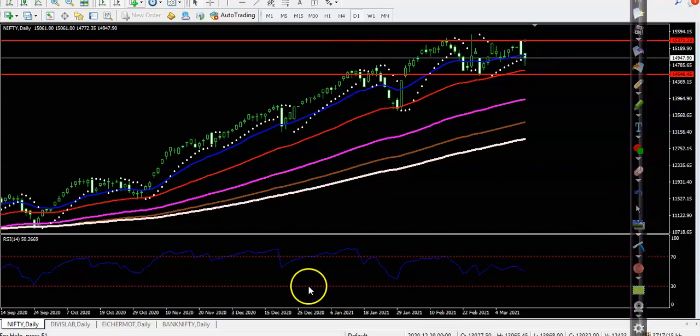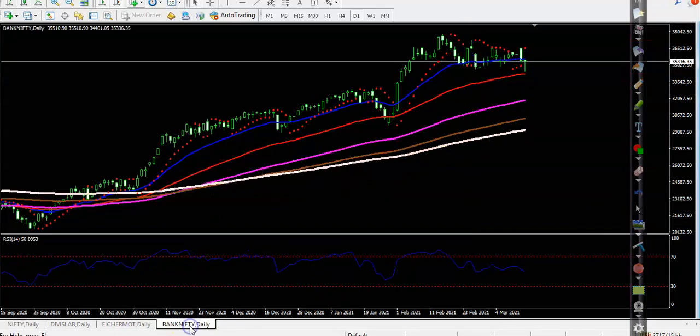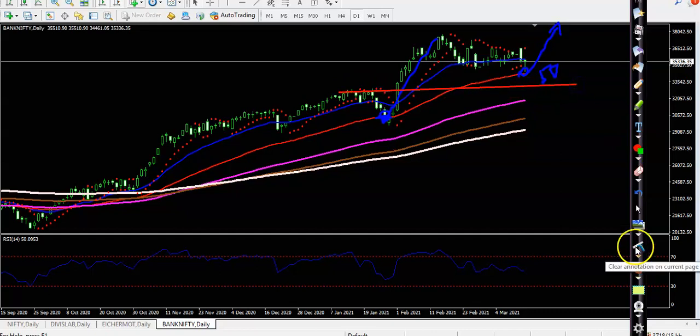And if you wanna see Bank Nifty, here you can see Bank Nifty is also running sideways, and today price hit the 50 exponential moving average. So we are expecting the price will create a new high very soon. And if you look at previous market behavior, price is bouncing off the 20 moving average, and this resistance line now acts as a support.